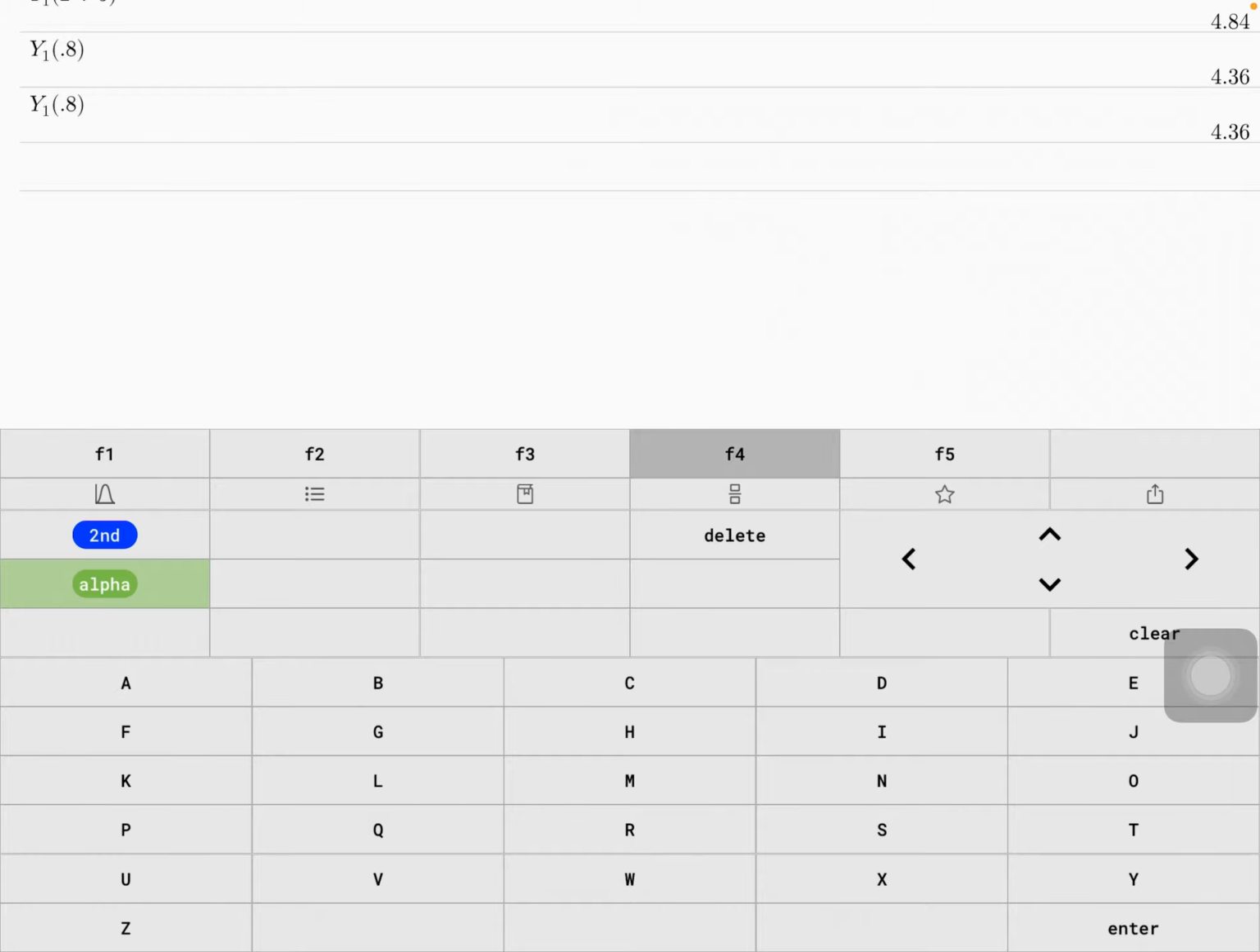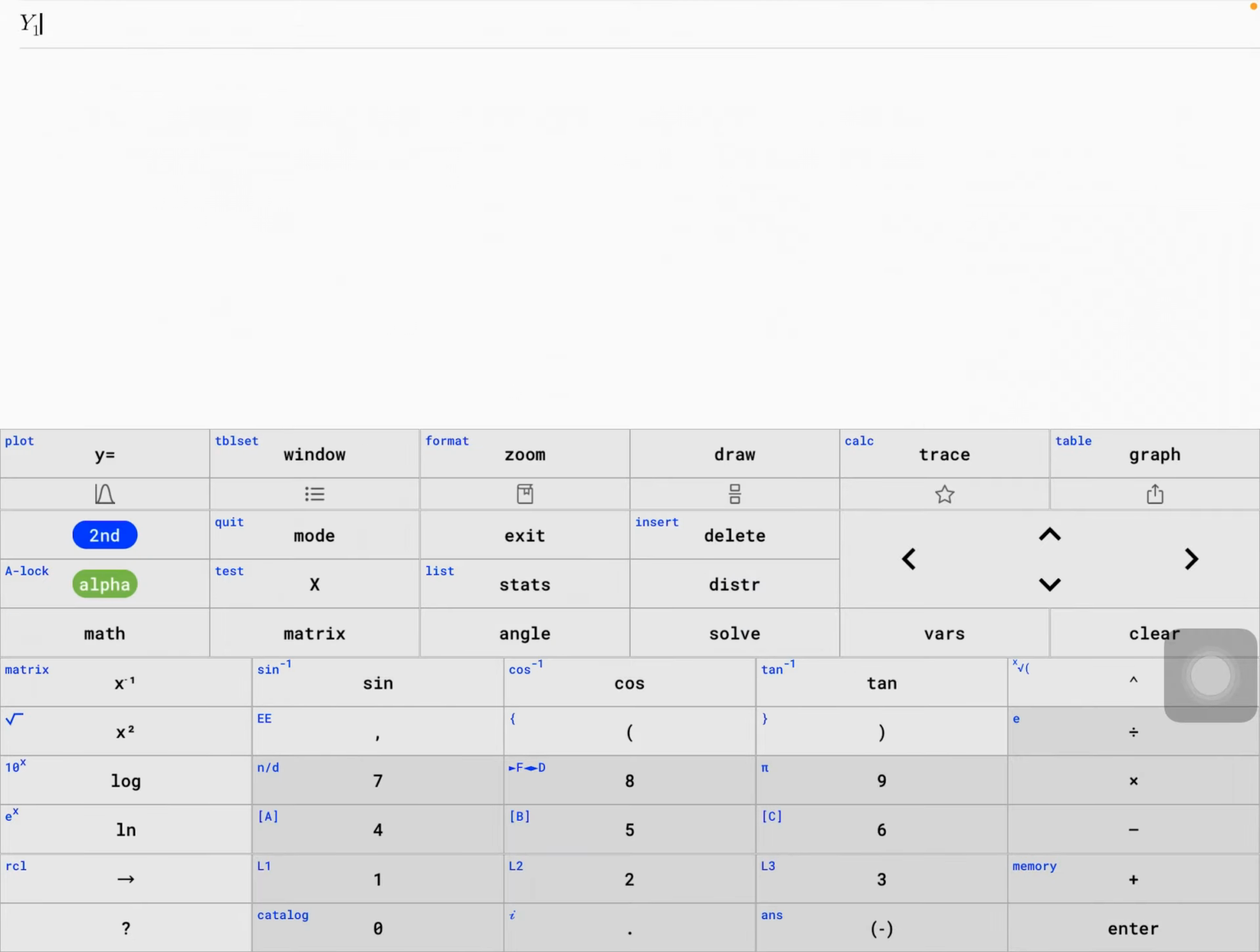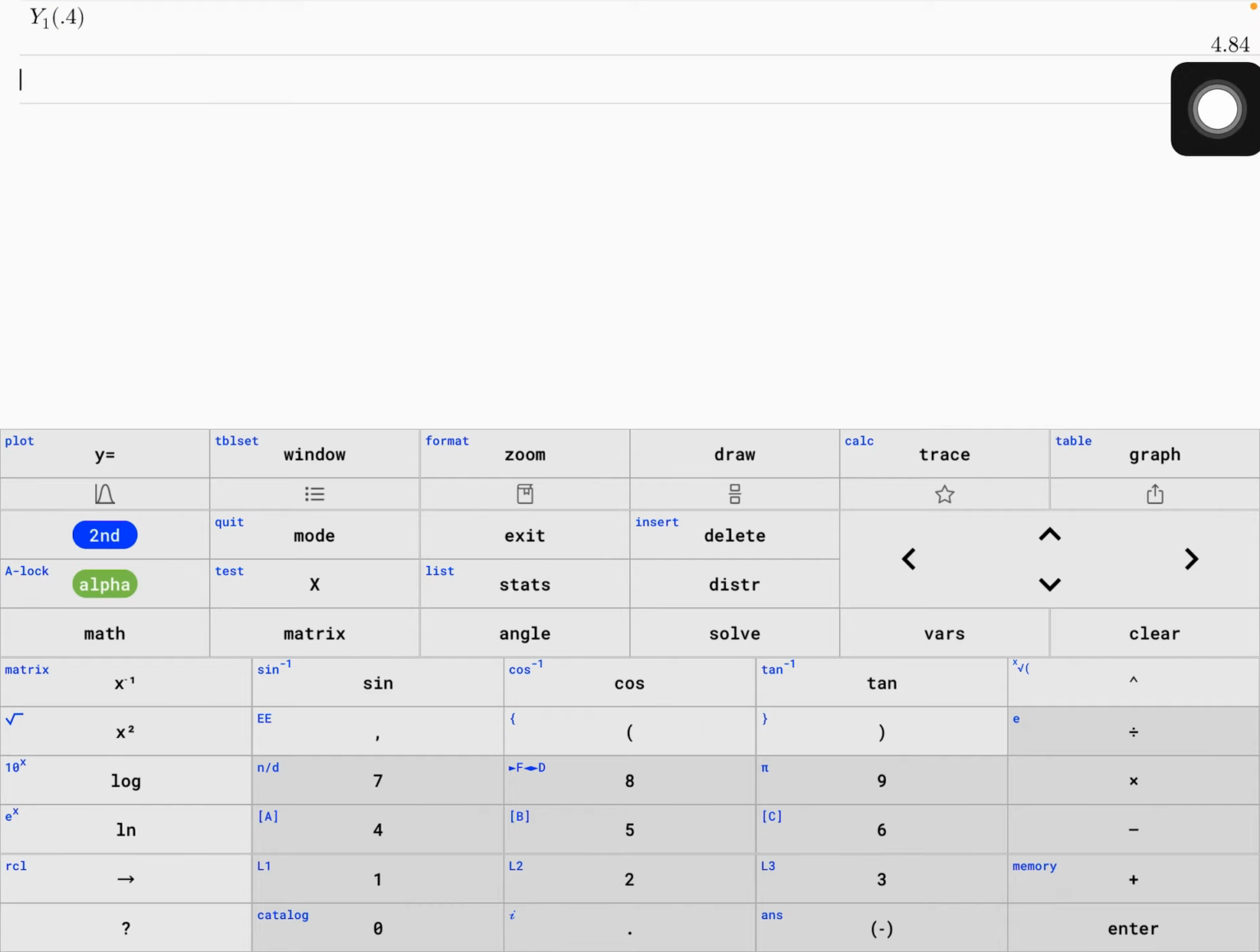If you hit alpha and then the F4, then you can just grab that function. You can hit enter, and then I can say, okay, first thing I want to put in is f of 2/5. So in that function, I want to put 2/5. I'm going to do the decimal version, which is 0.4. So f of 0.4, and then I would hit enter on that, and I can see that that's 4.84.